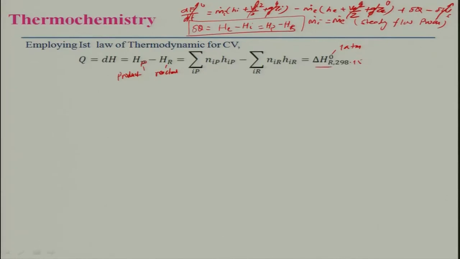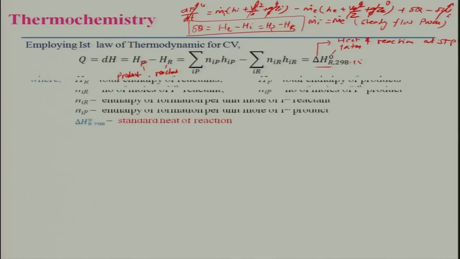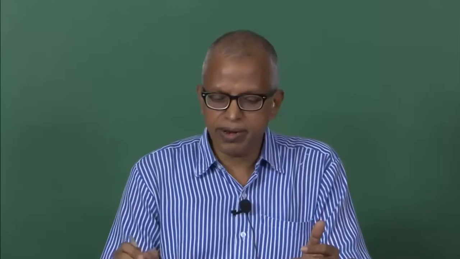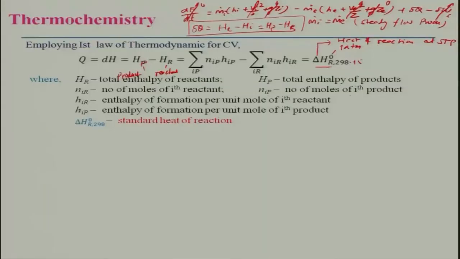Then we call this the heat of reaction, this is your heat of reaction at STP, standard temperature and pressure. Right. N_iR is the number of moles of the ith reactant. Reactant can be anything, for example methane, oxygen, nitrogen, right, i can stand for anything. And similarly N_iP is the number of moles of the ith product. Product means carbon dioxide, and in this example water, and keep in mind that we have taken only oxidizer, not air. So nitrogen won't come into the picture.